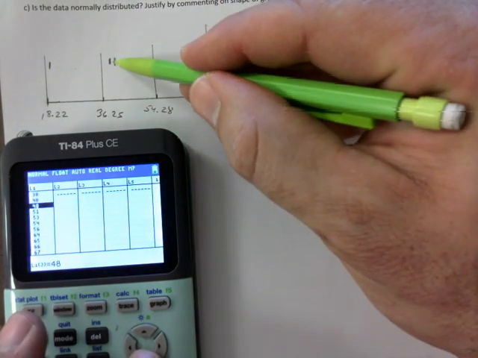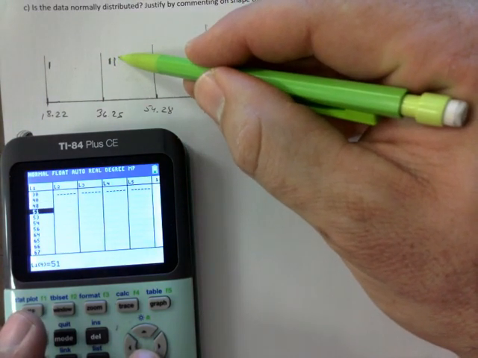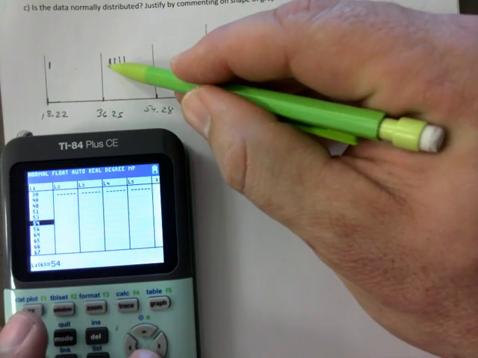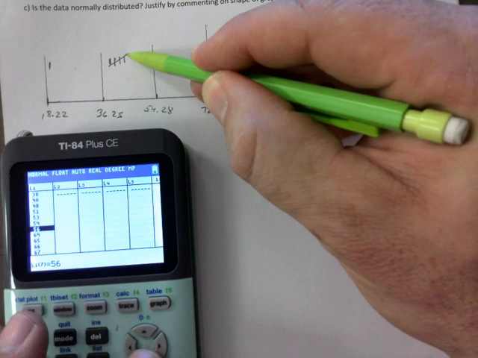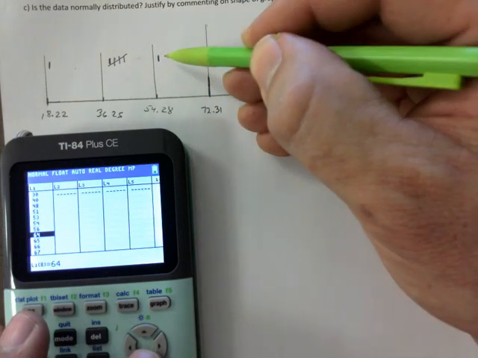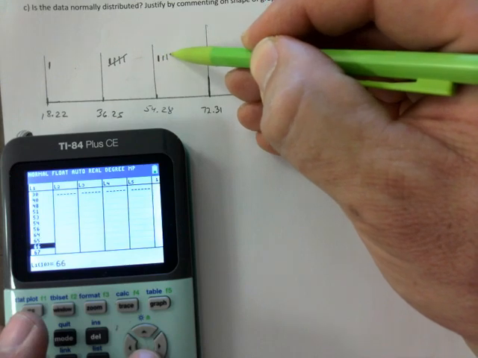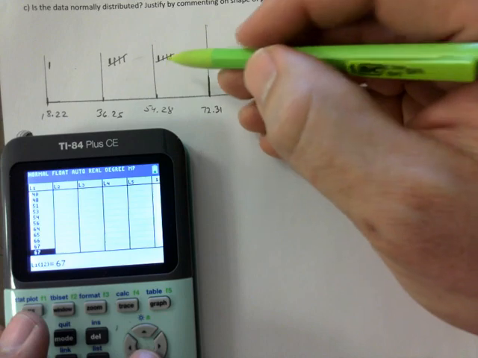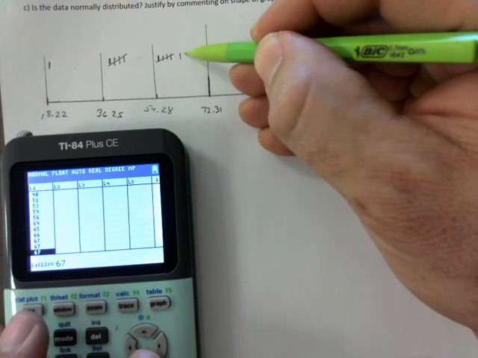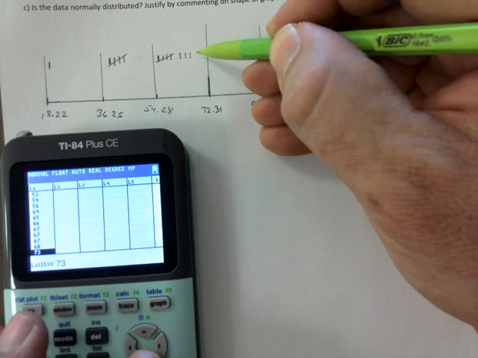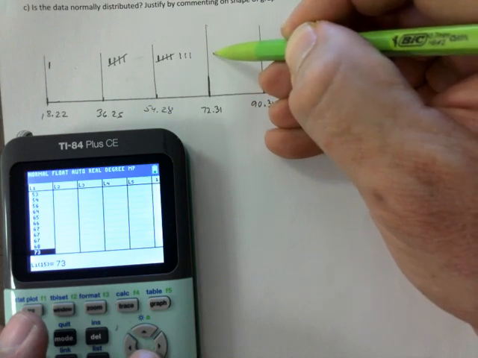48, you're still in here. 51, you're still in here. 53, you're still there. 54, you are still in this bin. 56 puts you over to the next one. 64, 65, 66, 67, another 67, 67, 68, 73. So that puts me over on this bin.